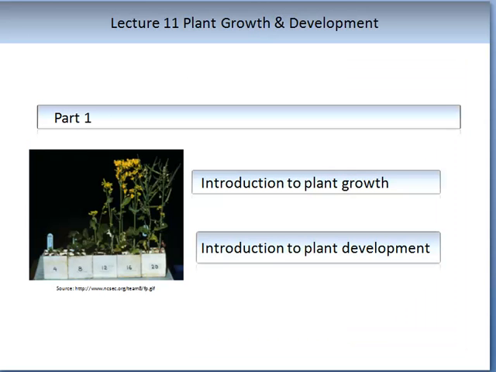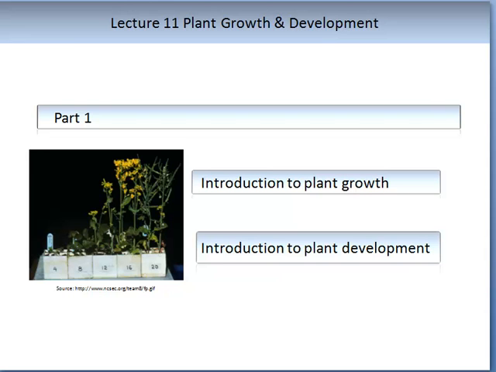In part 1, we will introduce plant growth and define plant growth. I have included some video resources to assist you with some of these concepts. In part 1, we will also introduce plant development and differentiate the difference between growth and development.